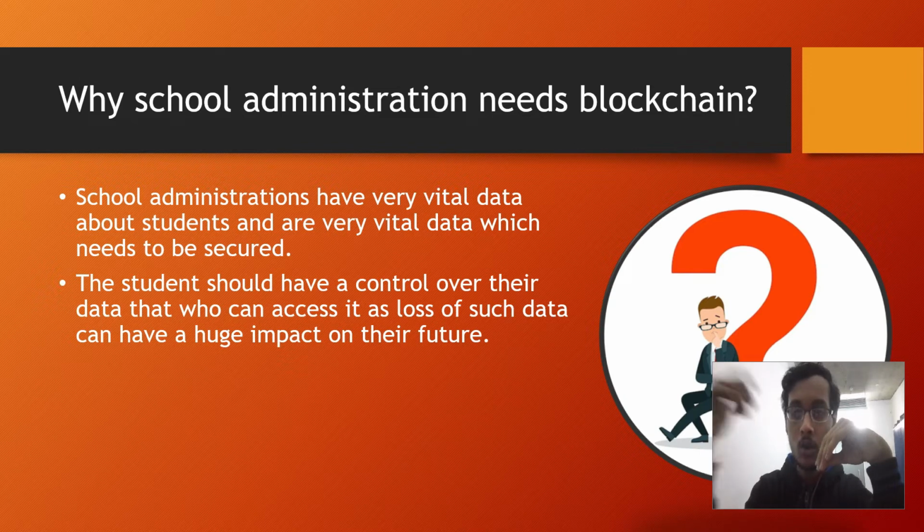If they get into the wrong hands, then there can be wrong use of that type of data, and you should be the one who has whole control over the data. So it is important that these security methods are used for this type of data, so that no hacker can get access to this vital data.